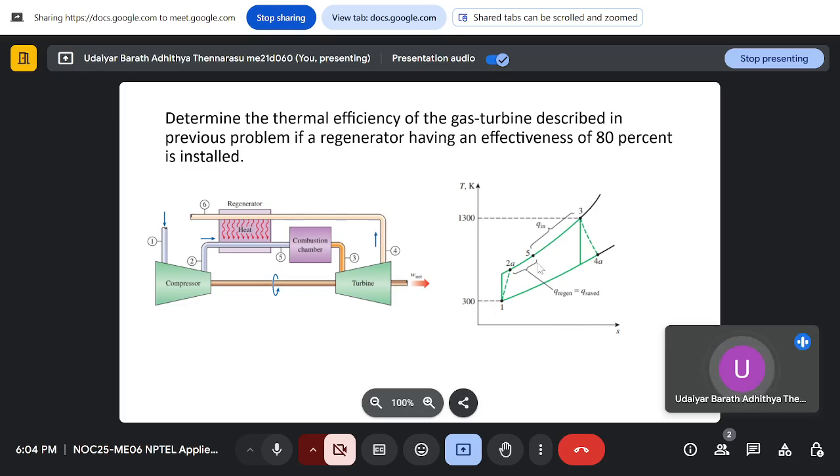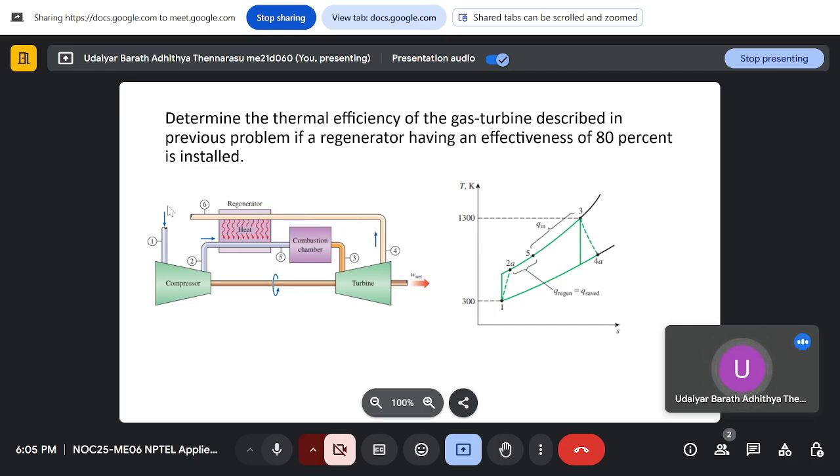A better way is to heat the incoming fluid going to the combustion chamber. A part of the heat is provided by this exhaust gas, and the remaining heat is provided in the combustion chamber. Effectively, you have reduced the amount of heat which is given, but you are getting the same amount of work. So this will increase your efficiency. That's what is shown here.